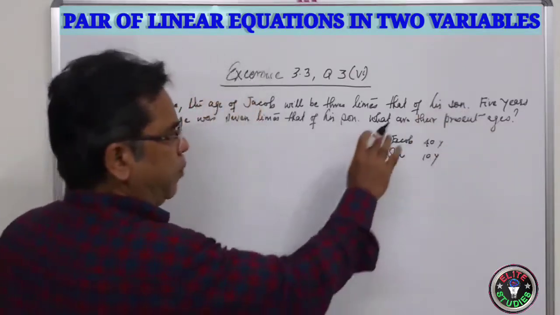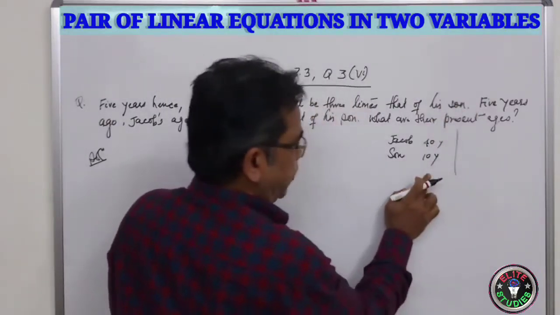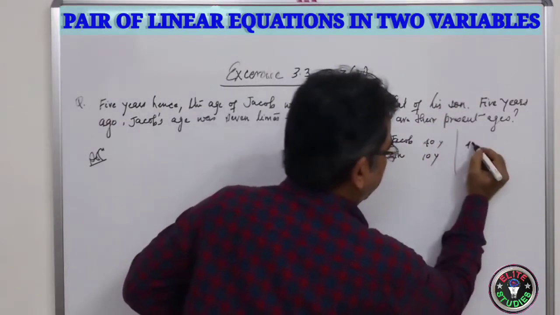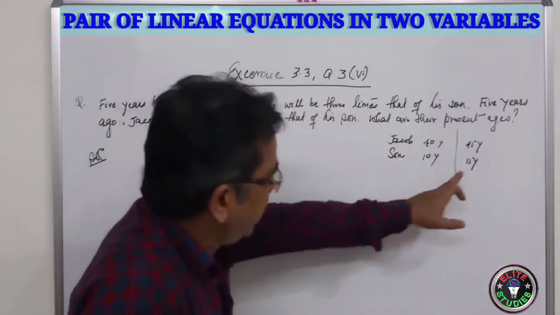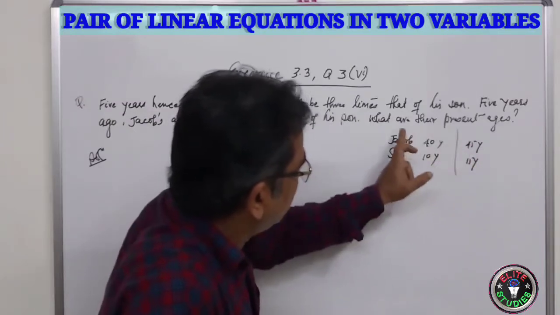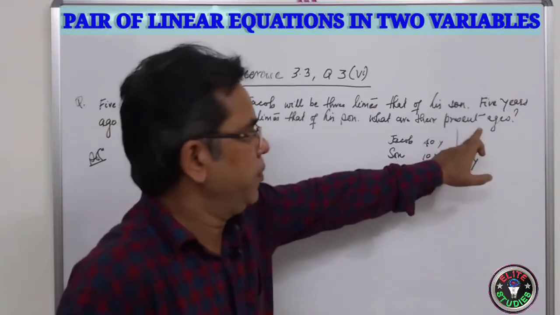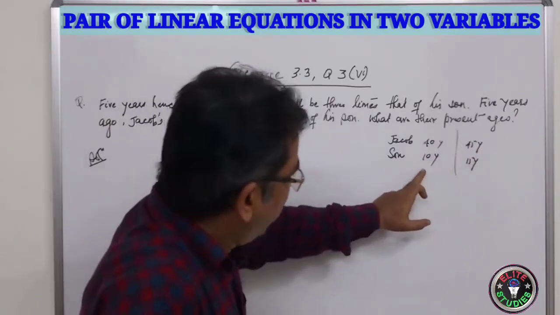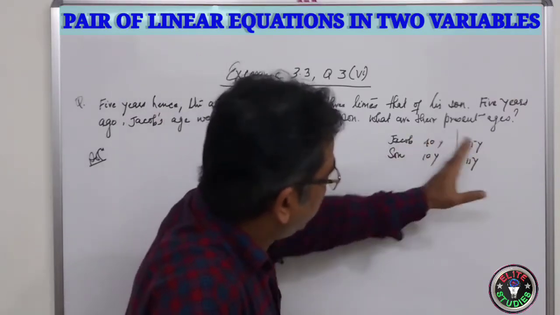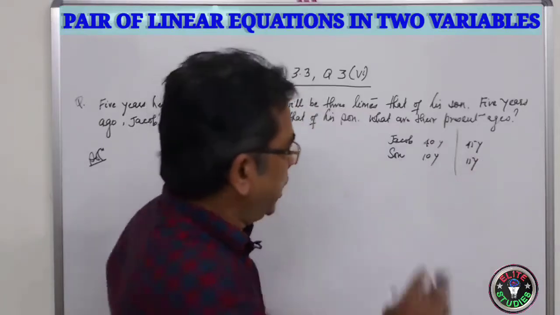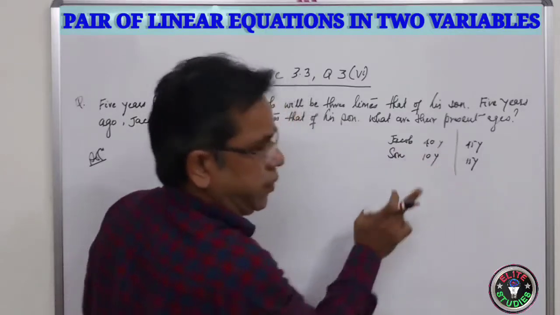Now if you see, suppose after 5 years, this is the present age, suppose. After 5 years, Jacob will become 45 years, whereas son will become 15 years. Now the father is 3 times older. But previously, Jacob was 4 times older. So this will change. So that number of times may change, but the difference will remain the same. Here the difference is 30, here also the difference is 30.